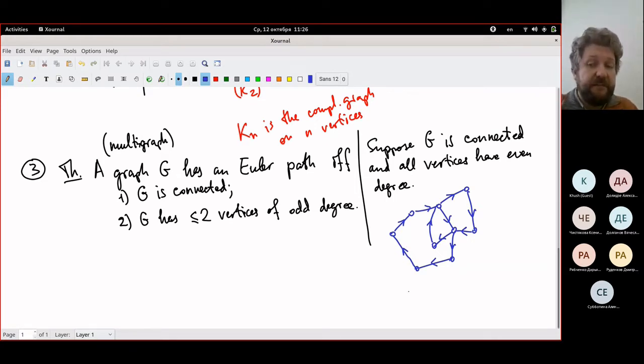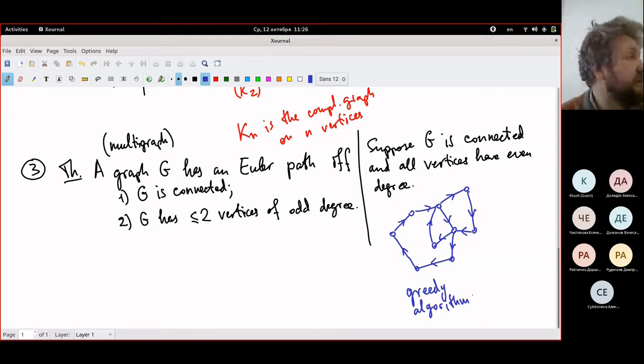This method is called the greedy algorithm. So the greedy algorithm just constructs the cycle. So here we have an Euler cycle. It just constructs the cycle by adding new vertices gradually, that's by adding new paths. So it always can go. Does this algorithm construct an Euler cycle?